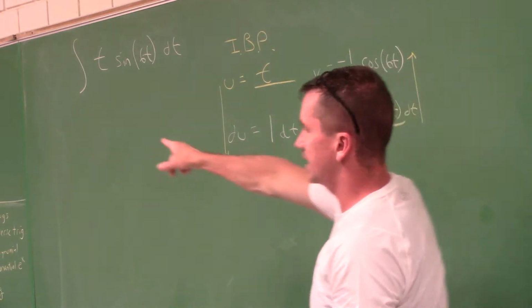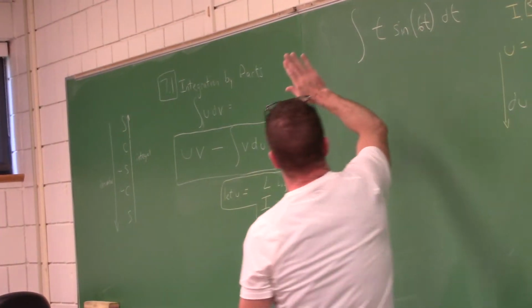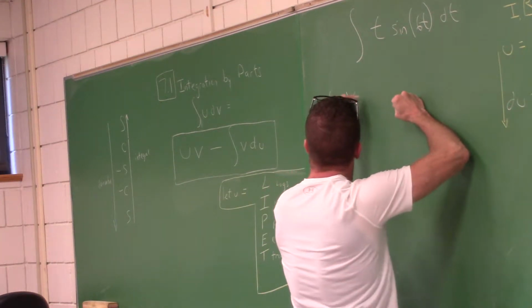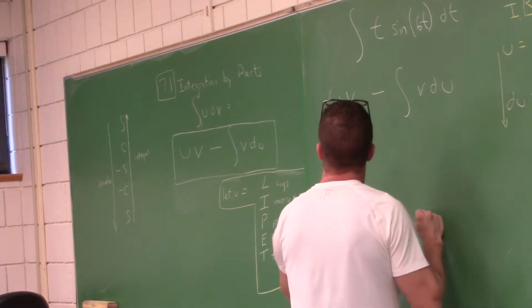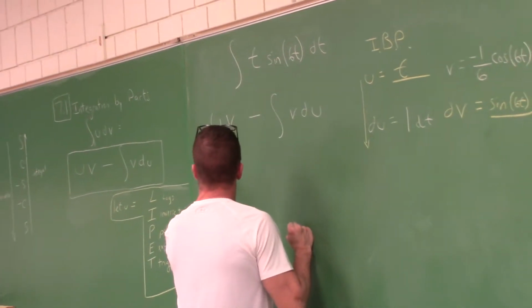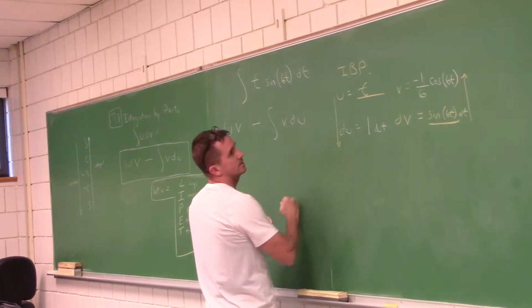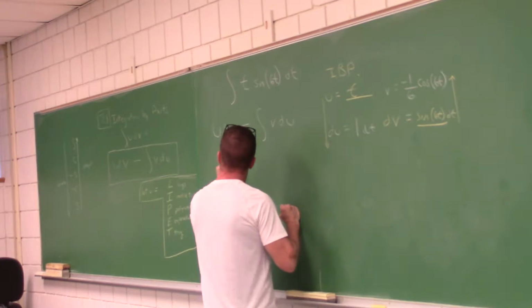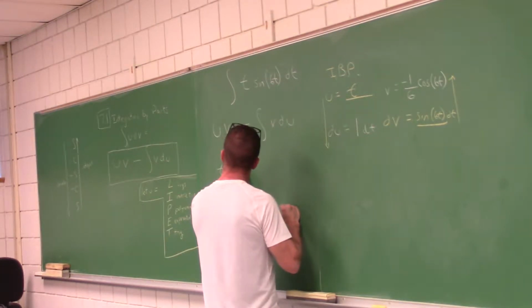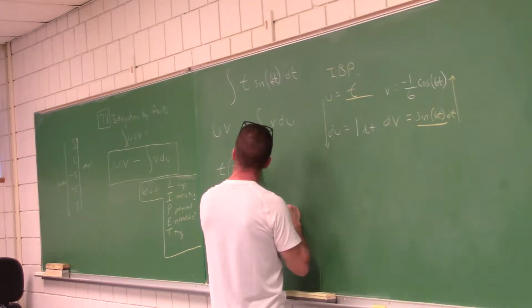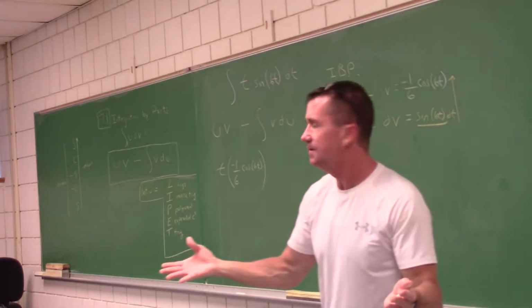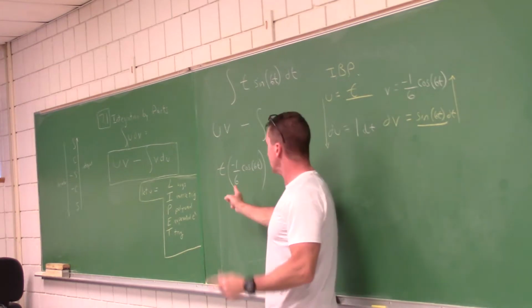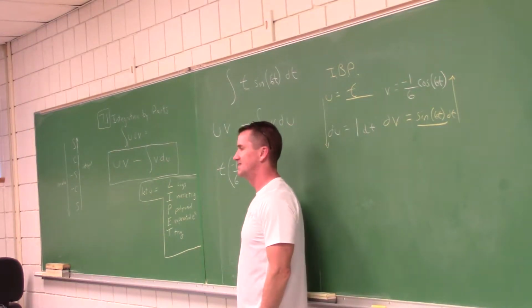All right, it's ready to plug into the formula. So uv minus the integral of v du. All right, uv, what's the u? t. The v is the negative 1/6 cosine of 6t. I'm going to put parentheses around that because it was negative.